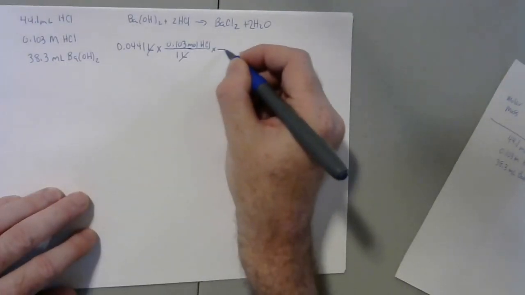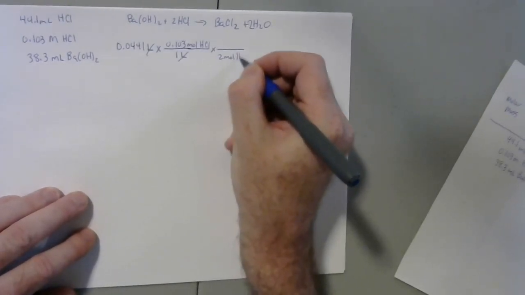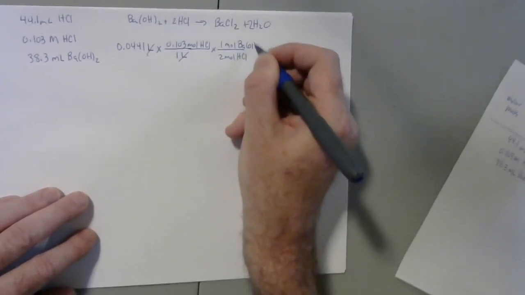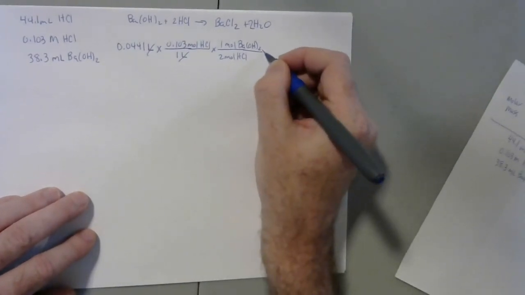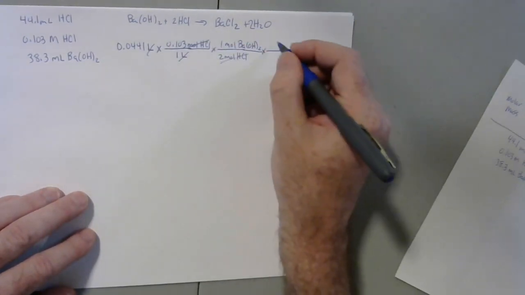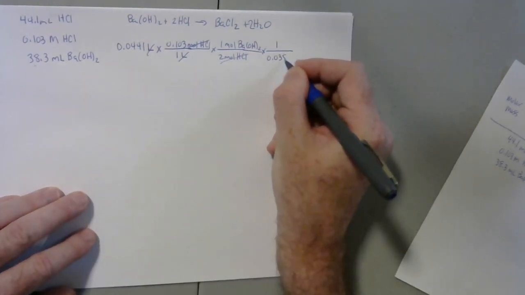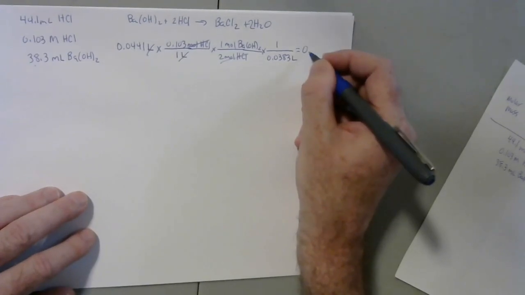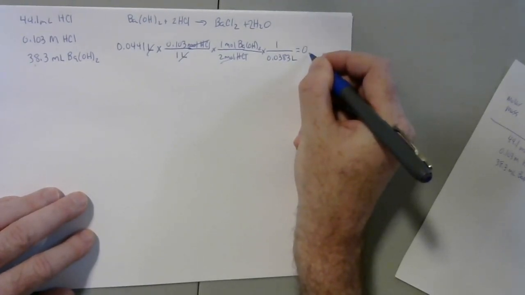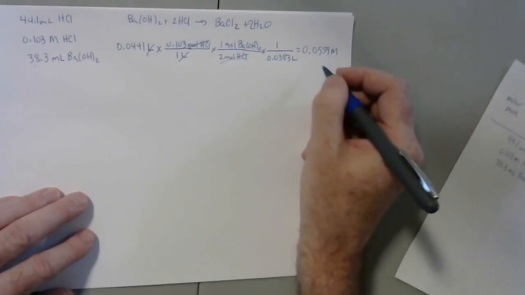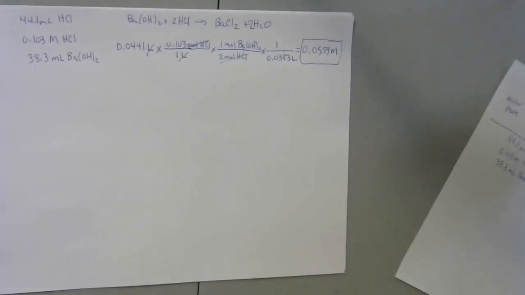Then we're going to use the mole ratio, 2 moles HCl to 1 mole of barium hydroxide. And then at the end, we're just going to divide through by the volume, because moles divided by volume is going to be molarity. So divide by the volume in liters. So converting that to liters, 0.0383 liters. And then we're going to get 0.0559 molar barium hydroxide, and that would be your answer.